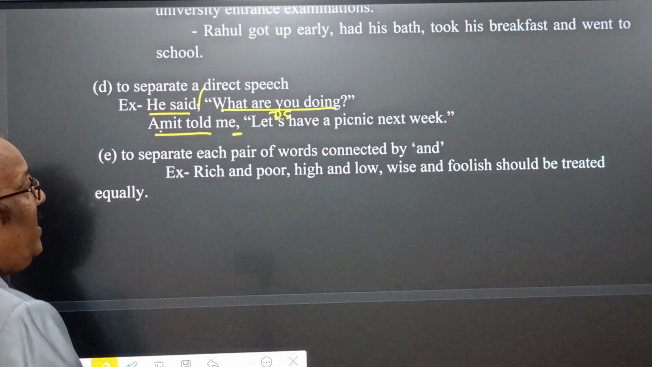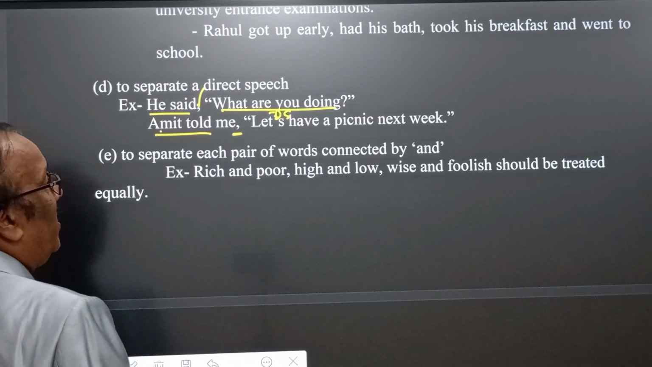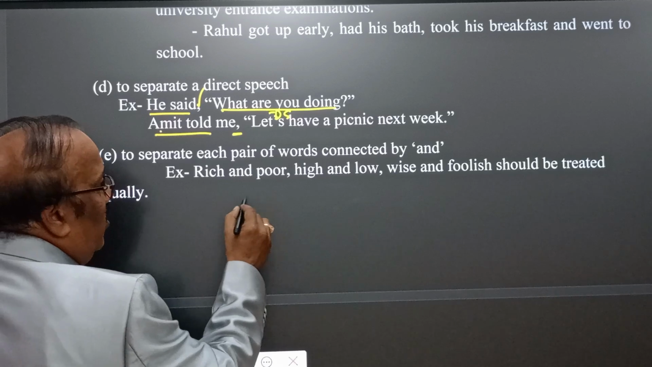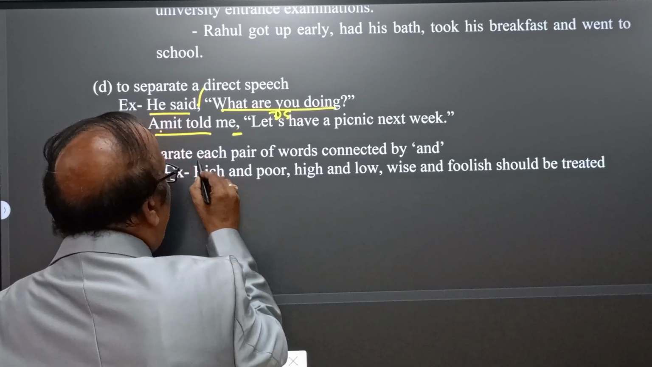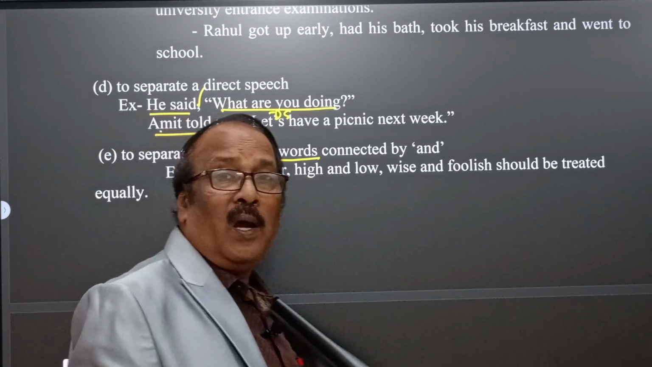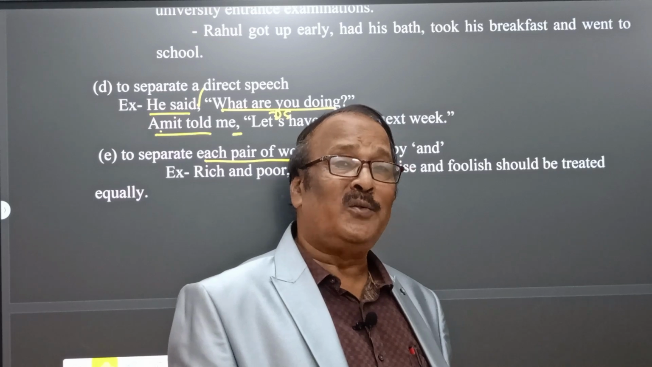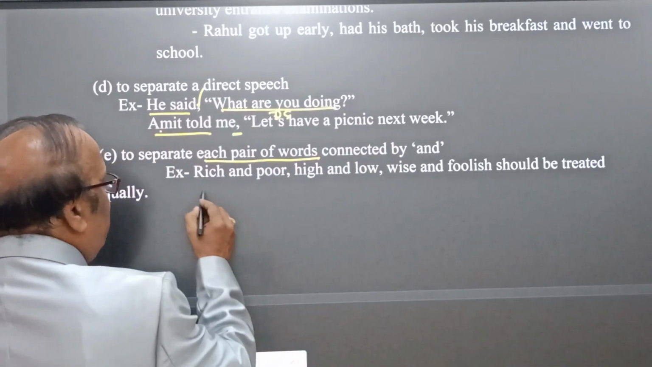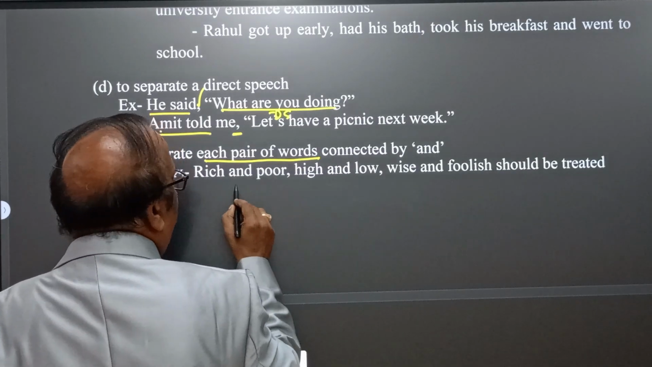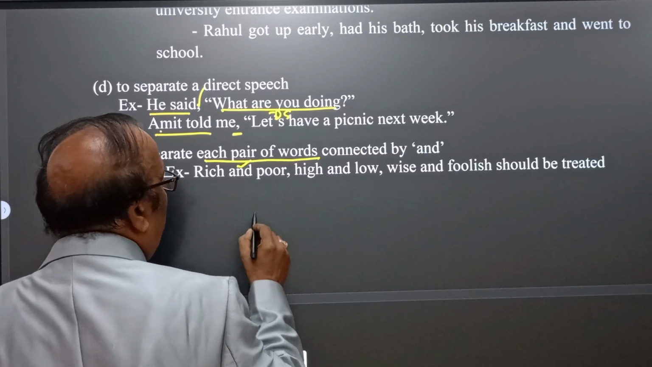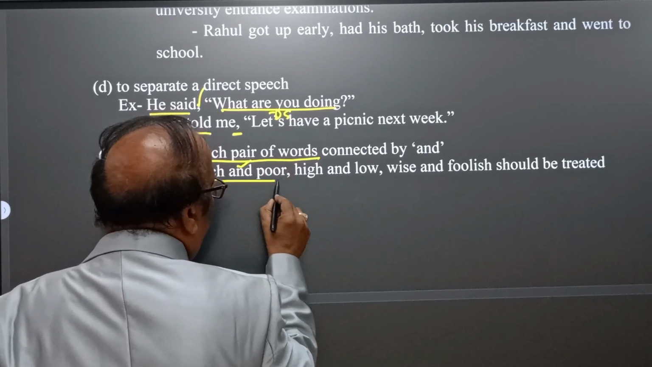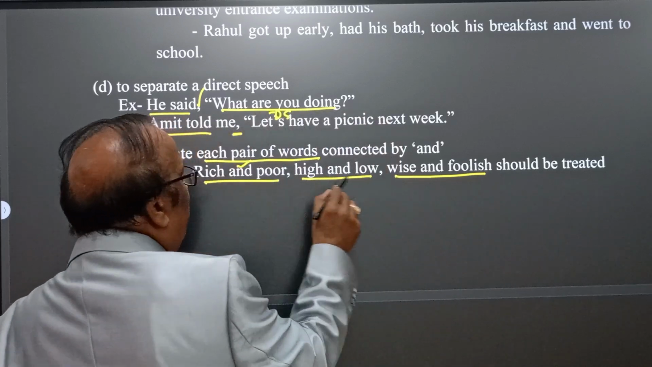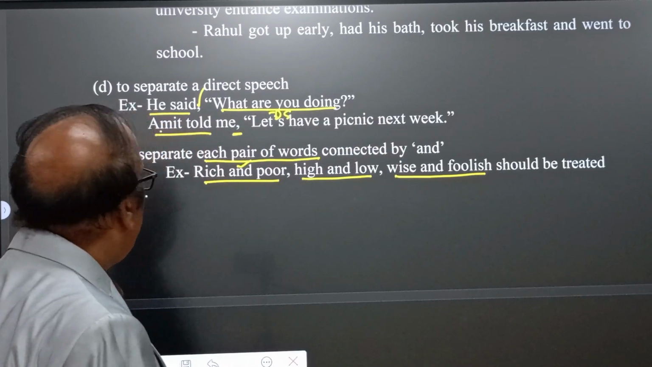Now come to separate each pair of words connected by and. Yes, this is very natural. Whenever rich and poor, you see, rich and poor, high and low, each pair of words connected by and, in this case we also use a comma to make them separated. How? Yes, rich and poor. Here, rich is an adjective, poor is an adjective, and is the coordinator. Rich and poor, a pair of words. High and low. Again, wise and foolish should be treated equally.